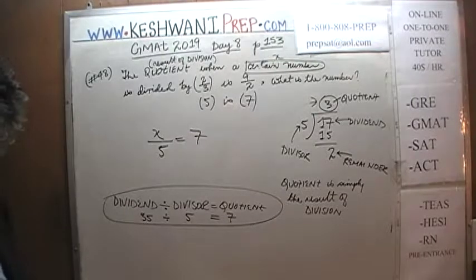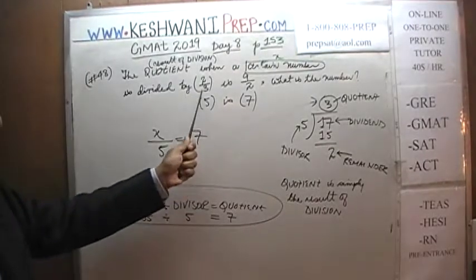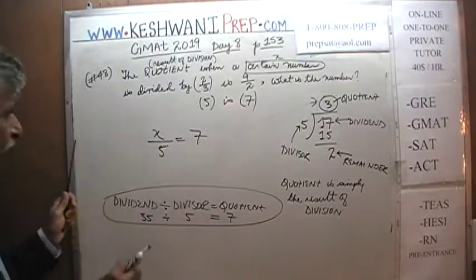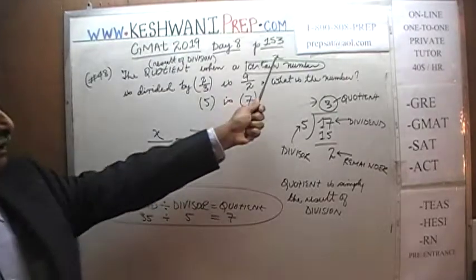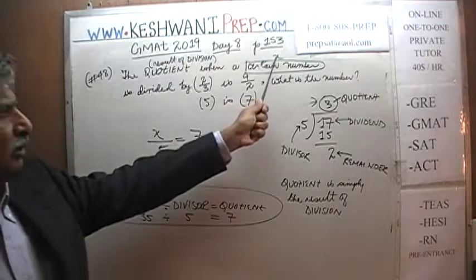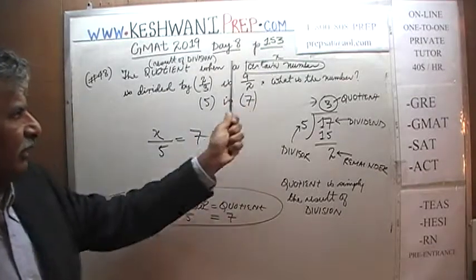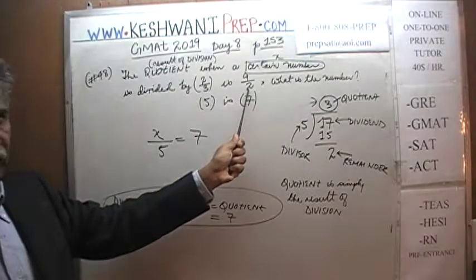Do you understand? So all we have to do now, we don't have 5. We have 2/3. So let's replace it. We're not dividing a certain number x by 5. We are told to divide this number by 2/3. And we are told that when we divide this number x by 2/3, the result is going to be 9/2.